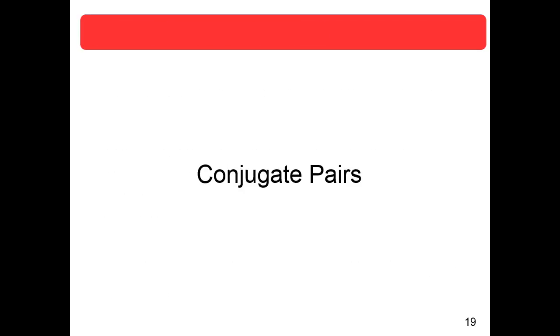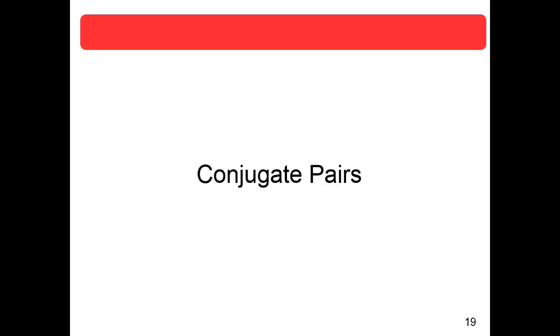On page 156, conjugate pairs. Does anyone know what we mean by conjugate pairs? Believe it or not, you've dealt with them for years already. You may not have always called them this, but that's what they are. Can anyone give me an example of a conjugate pair? No, that's the wrong kind of pair.